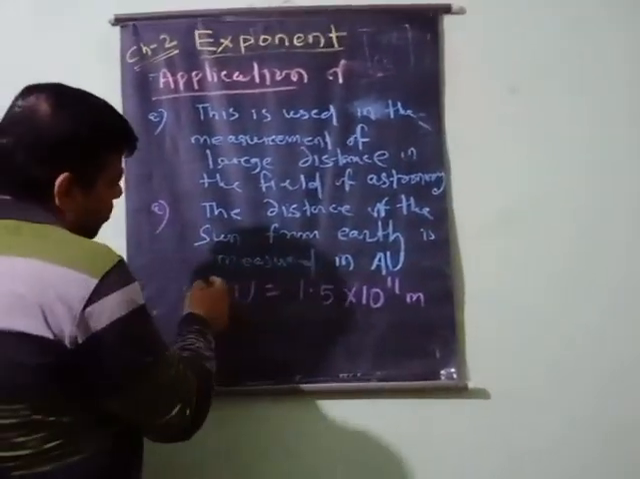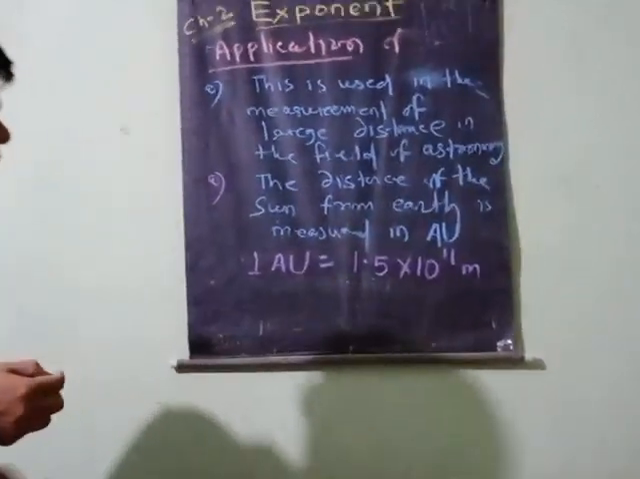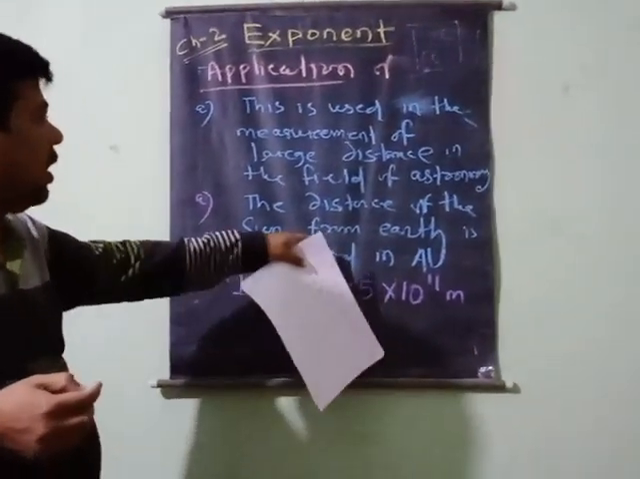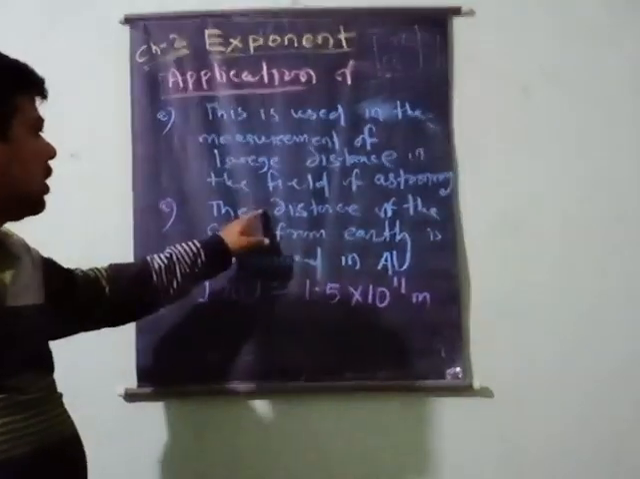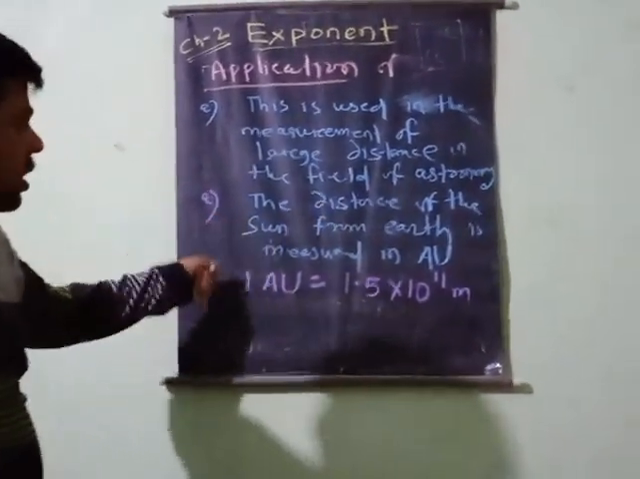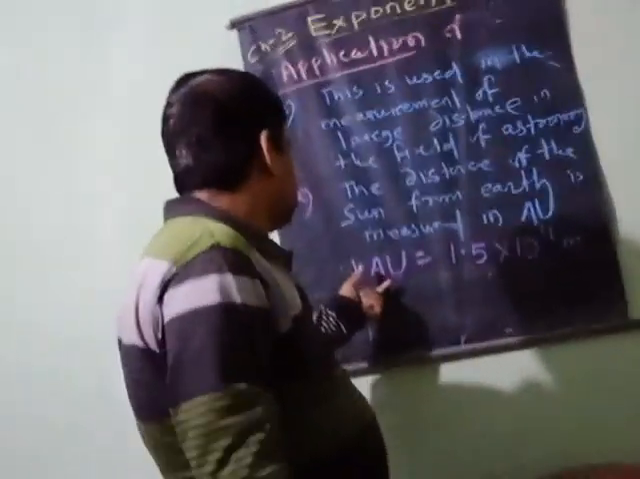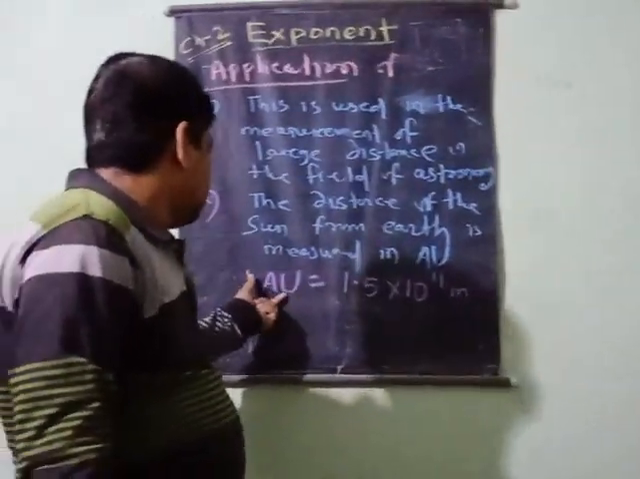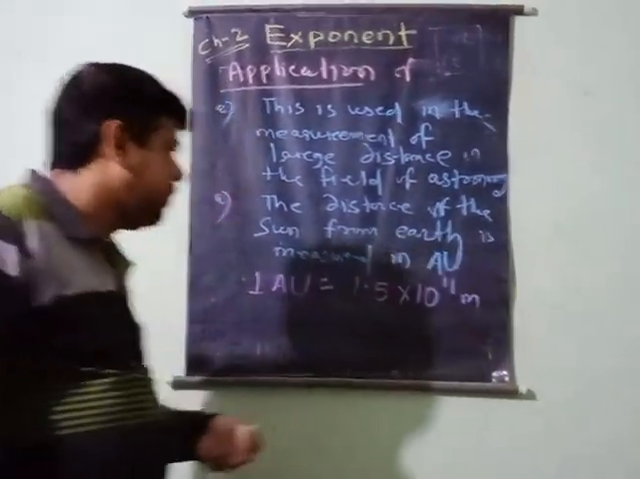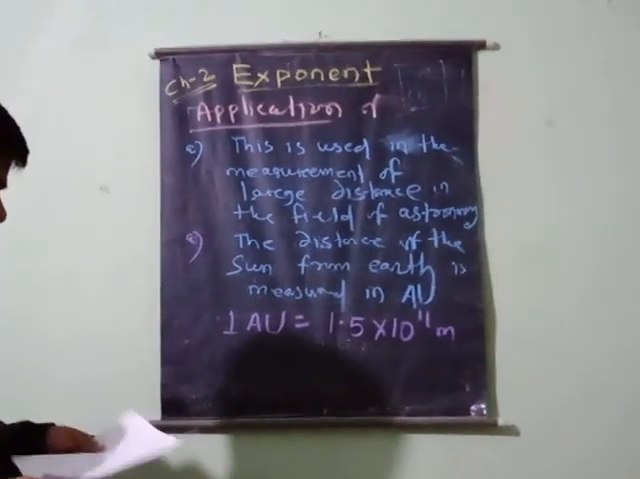So this is another very important thing to study, the astronomical unit. To measure the large distance between the stars and the planets, you can use a unit called the astronomical unit, and one astronomical unit is equal to 1.5 into 10 to the power 11 meter.